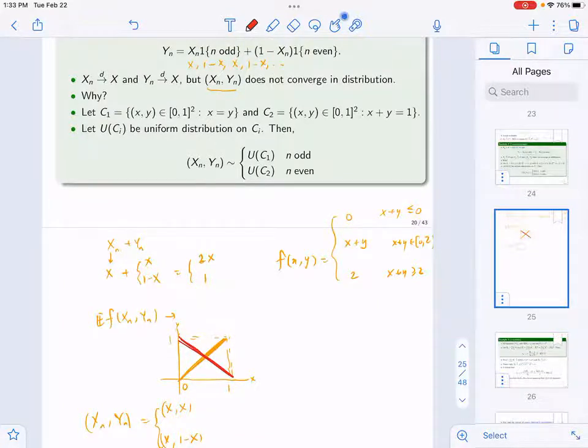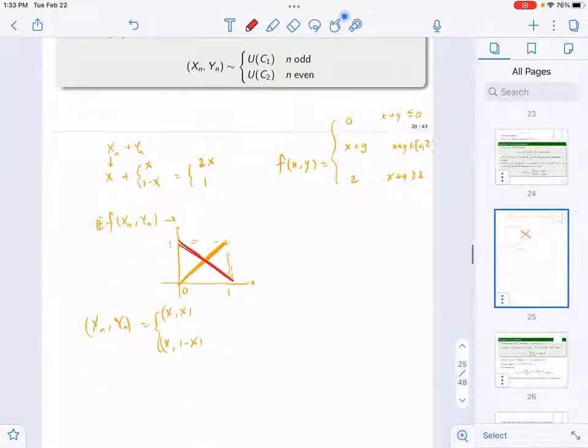So you have to be careful about the Slutsky. Questions? Online people?